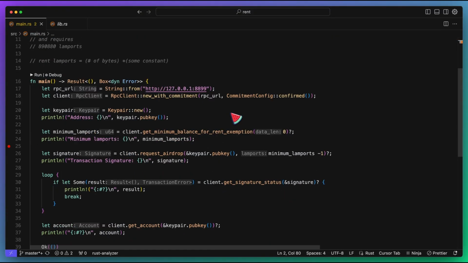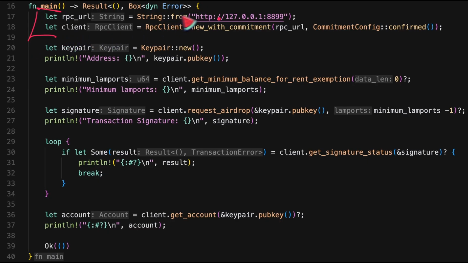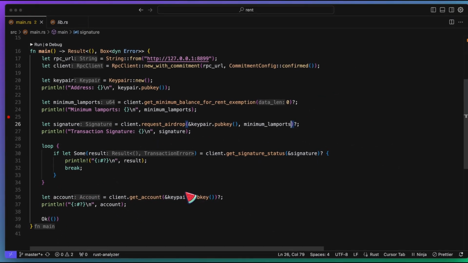As an example, we can take a look at this code here, where we establish a connection to the local test validator, generate a brand new key pair, calculate the minimum lamports required by calling get minimum balance for rent exemption, which makes an RPC request to make the calculation for the minimum rent for 0 bytes of extra data. And then we call request airdrop on this new key pair, which is just a request to transfer some SOL to this address here for the minimum lamports. And then we will try to get the account.